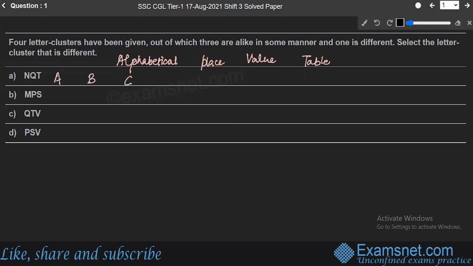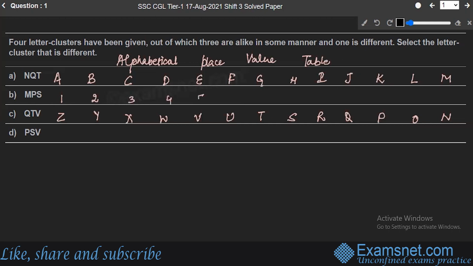It's A, B, C, D, E, F, G, H, I, J, K, L, M, N, O, P, Q, R, S, T, U, V, W, X, Y, and Z. Okay, so now let's number them: 1, 2, 3, 4, 5, 6, 7, 8, 9, 10, 11, 12, 13, 14, 15, 18, 19, 20, 21, 22, 23, 24, 25, and 26. Now, let's look at the options.